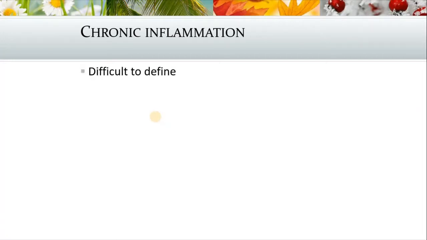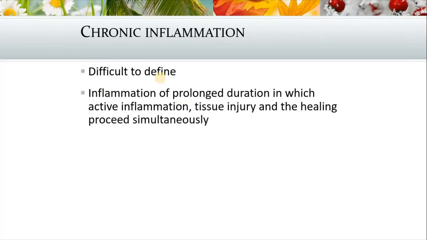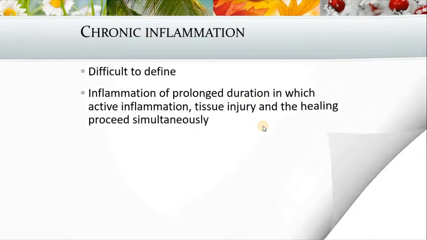It is difficult to define, but you must remember it is an inflammation of prolonged duration, characterized by 3 points which occur simultaneously: active inflammation, tissue destruction or tissue injury, and the healing process. All proceed simultaneously. So chronic inflammation is characterized by active inflammation, tissue destruction, and healing.